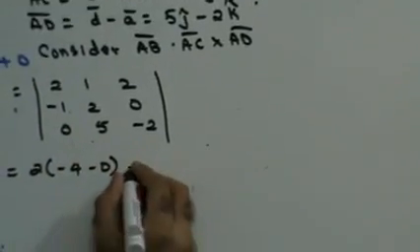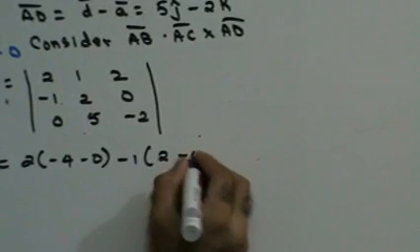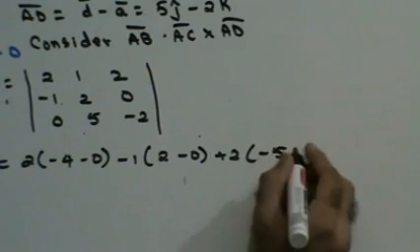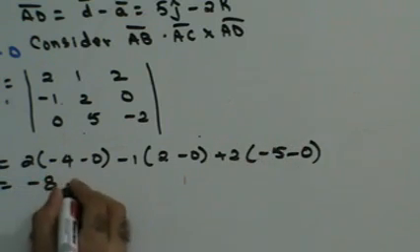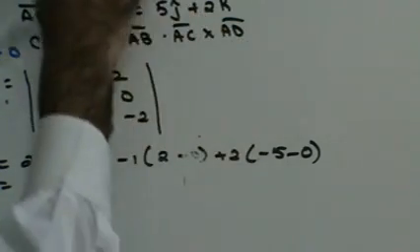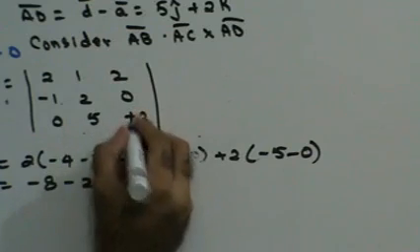This can be written as 2 (minus 4 minus 0) minus 1 (2 minus 0) plus 2 (minus 5 minus 0). So this is minus 8, minus 2. So how do you get 4? 2 into minus 2, right? So this is going to be 5j, this is plus 2k. 3 minus 1 is 2, so this is plus 2k.